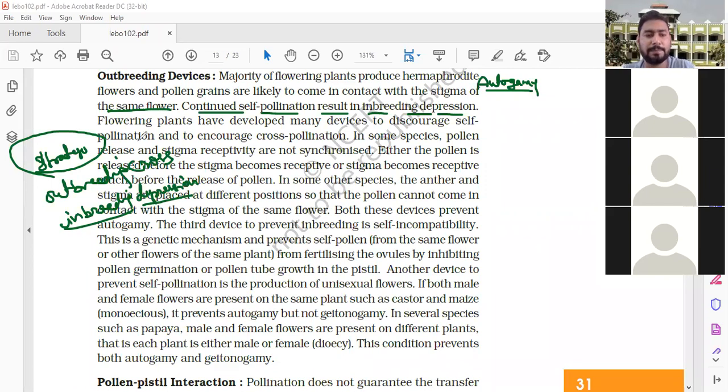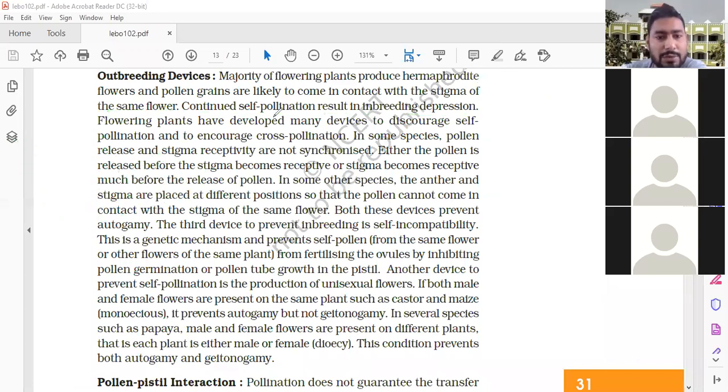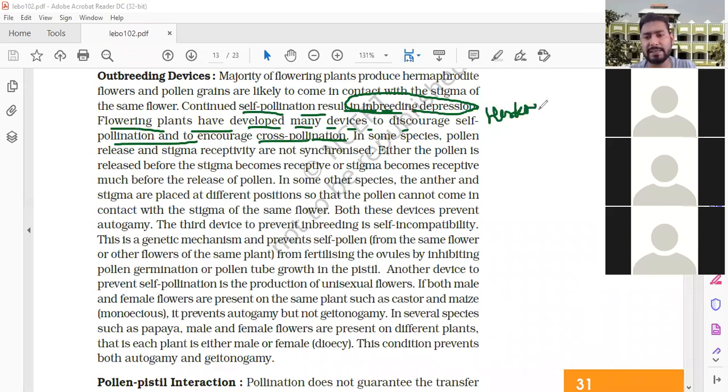Continued self pollination results in inbreeding depression if self pollination continues to take place. To encourage cross pollination, I already told you about herkogamy, which prevents self pollination and favors cross pollination. Heterostyly, protandry, protogyny: these are examples that favor cross pollination.